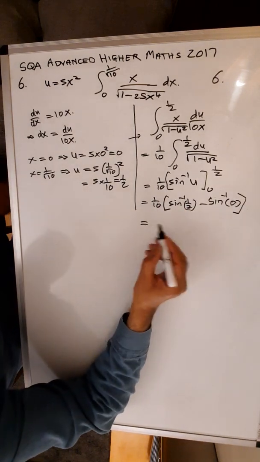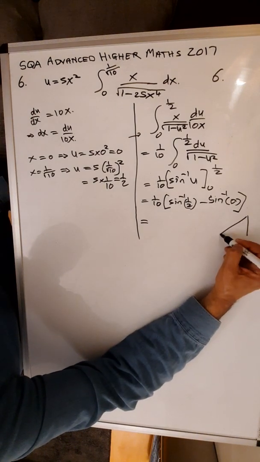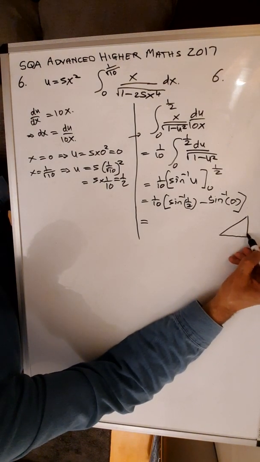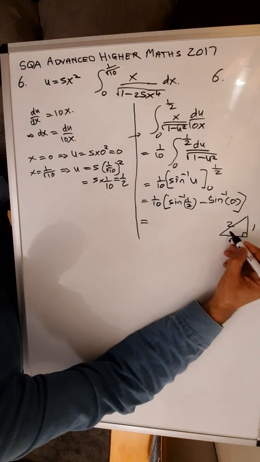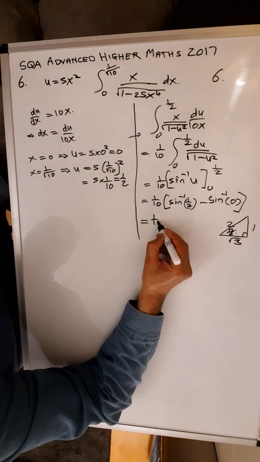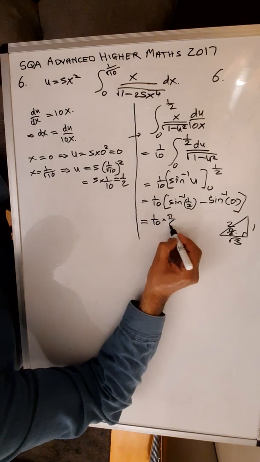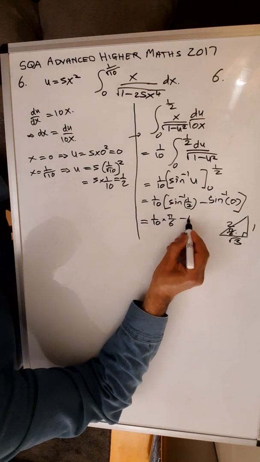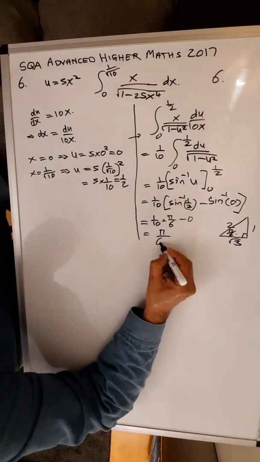which is equal to, so you should know your 30-degree, pi by 6 right angle triangle, 1, root 3, 2, and this is pi by 6. So that means that 1 over 10 times pi by 6, sine of 0 is 0, minus 0. So that just equals pi by 60.